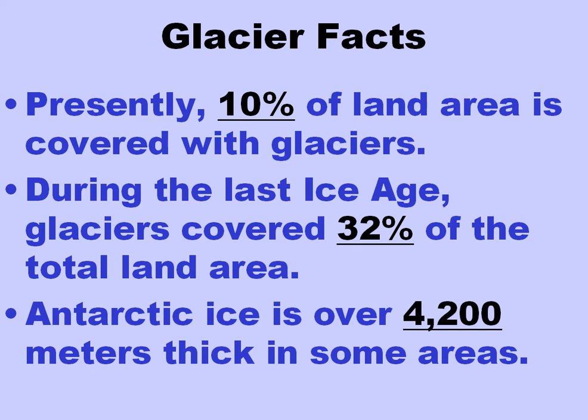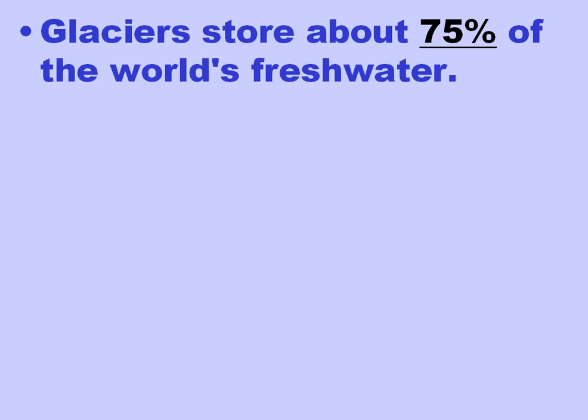Now, Antarctic ice is about 4,200 meters thick in some areas. So you're looking at something that's several miles thick. So the ice is getting extremely thick in certain parts. The glaciers store about 75% of the world's fresh water. So that's an interesting fact.